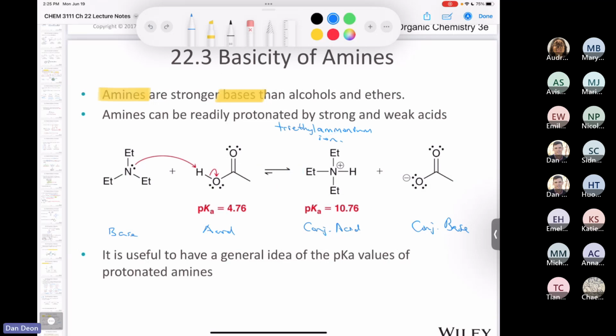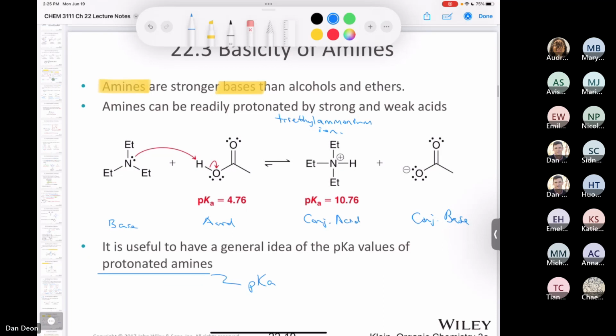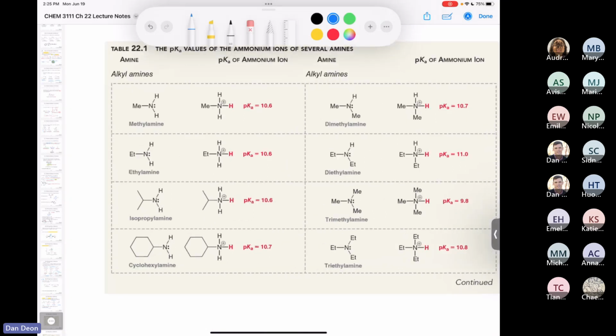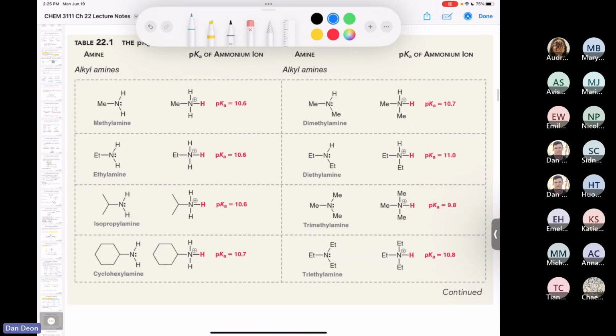Now, it's a good idea to have a general kind of knowledge of the pKa values of protonated amines, right? And the reason we deal with protonated amines is so we can think in terms of pKa values. So let's take a look here. It says here pKa values, table 22.1, of the ammonium ions of several amines. So if you take a look at all of these amines, we start with methylamine, ethylamine, isopropylamine, cyclohexylamine, dimethyl, diethyl, trimethyl, triethylamine.